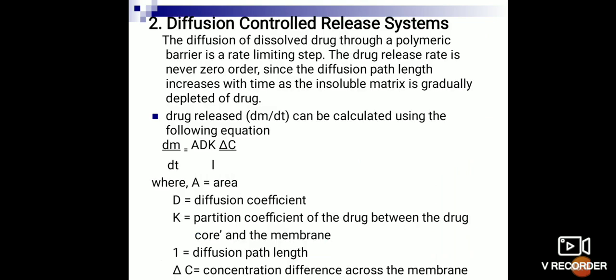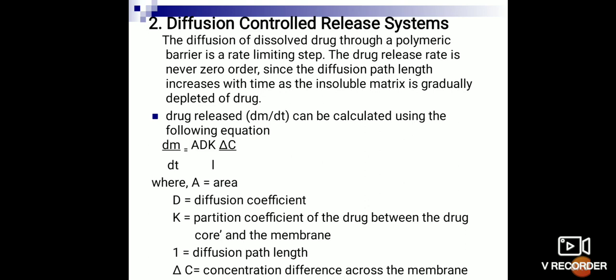Second is the diffusion control release system. In that, the diffusion of dissolved drug through the polymeric barrier is the rate limiting step. The drug release rate is never zero order, since the diffusion path length increases with time as the insoluble matrix is gradually depleted of drug.